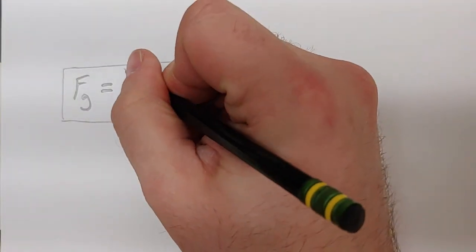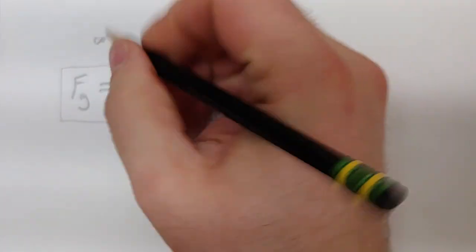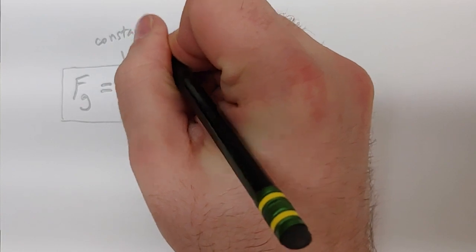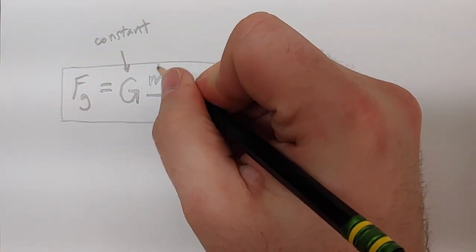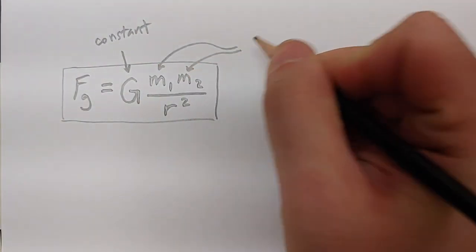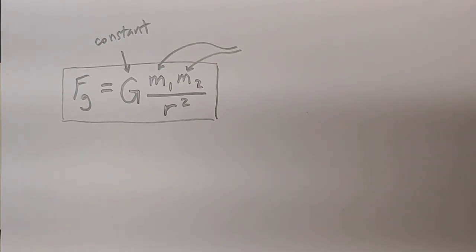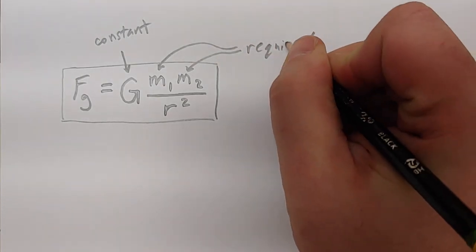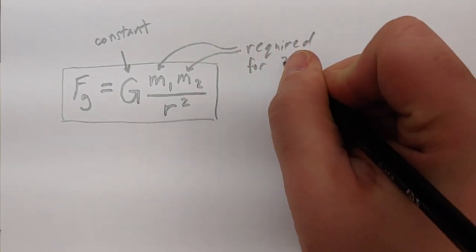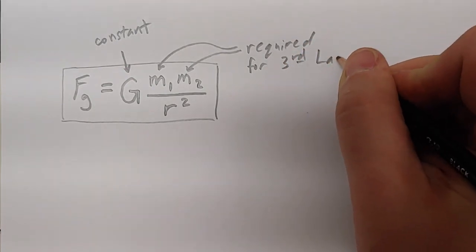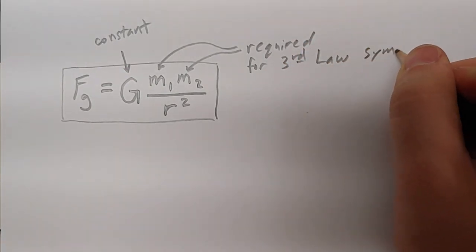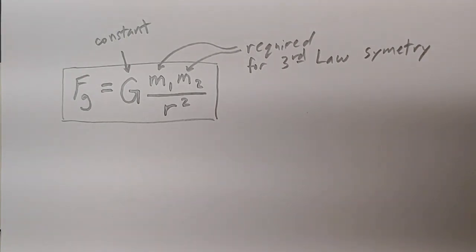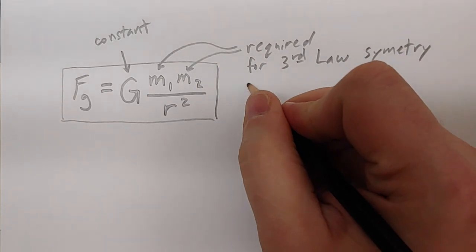Big G is just a constant. M1 and M2, those are required so that we have the symmetry required by the third law. And these are just the masses of the two objects being gravitationally attracted.